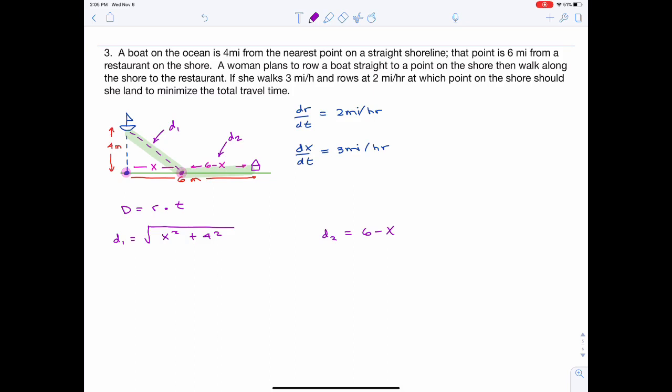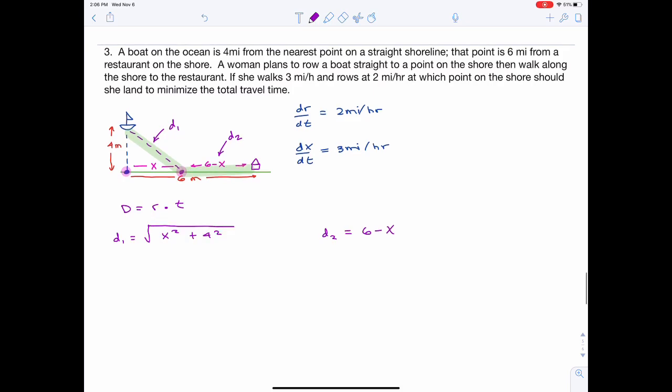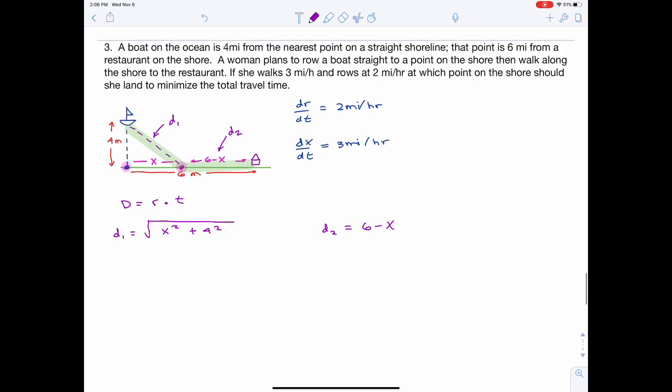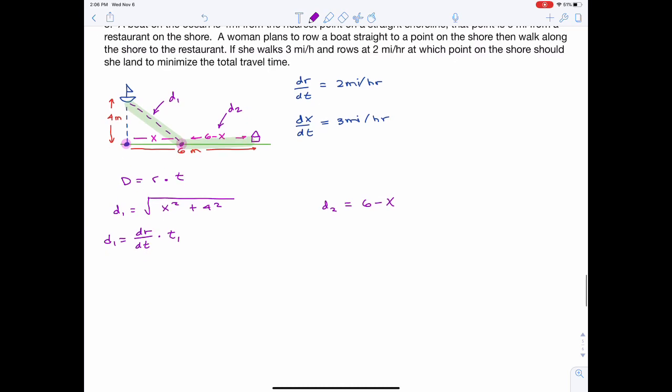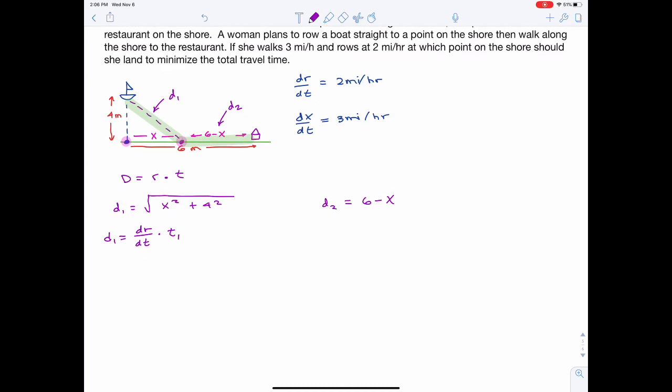Now, I'm going to have to take each of those and solve them for time. So again, in order to do that, for distance one, big D, capital, I'm going to get distance 1 equals the rate of her rowing, which is dr dt, times the time that she rows. And I'm going to call that time 1 because I'm going to assume those times are different. Okay? So plugging in some things I know, distance 1 is x squared plus 16.